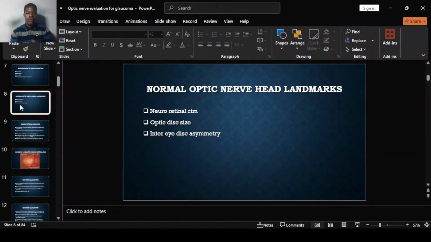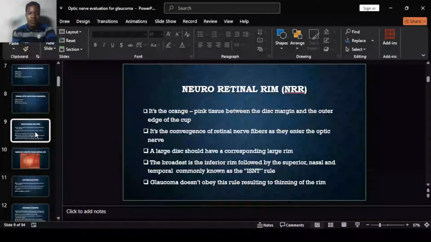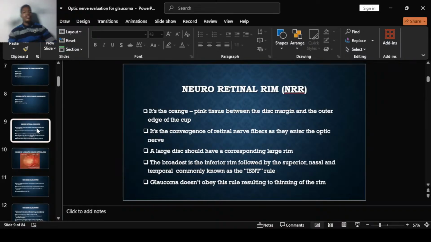So let us look at the normal optic nerve head landmarks, which are the neuroretinal rim, the optic disc, and the inter-eye disc asymmetry. So these are the three things to be looking at. So let's look at the neuroretinal rim. The neuroretinal rim is the orange-pink tissue between the disc margin and the outer edge of the cup.